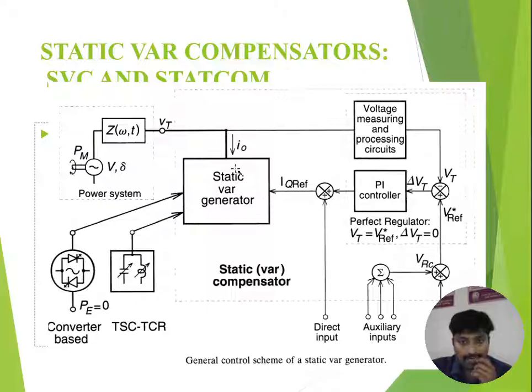This is the input to the static var generator. Based on the IQ reference value, the static var generator injects capacitive currents or inductive currents to minimize delta VT. The perfect regulator operation is always delta VT equal to 0. That means the terminal voltage is equal to the reference voltage. Like that, the static var generator operates. So this is the basic concept of the different types of compensators like SVC and STATCOM.